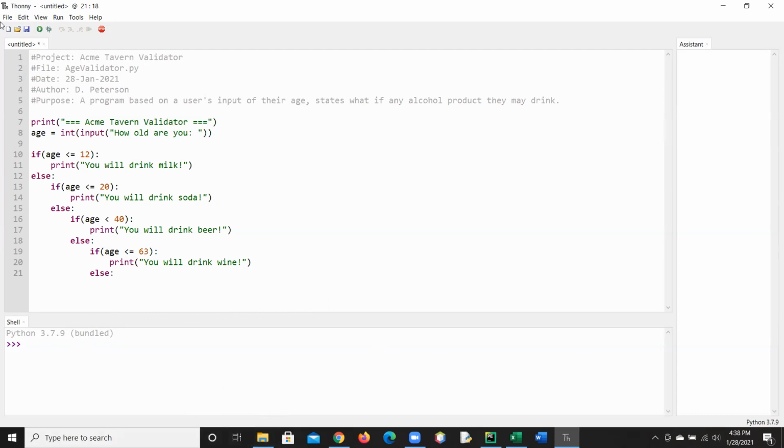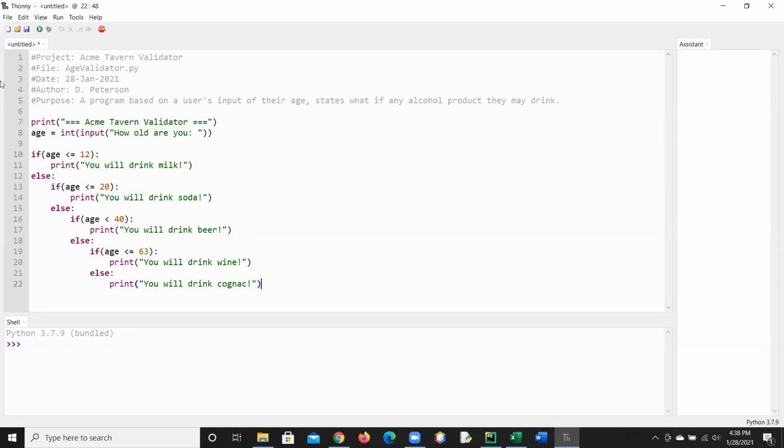And then this one, we don't need a comparison. Why? It just covers any other condition. Because there's nothing else left, right? We've eliminated everything underneath that.